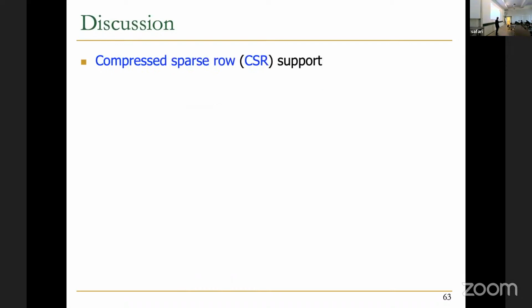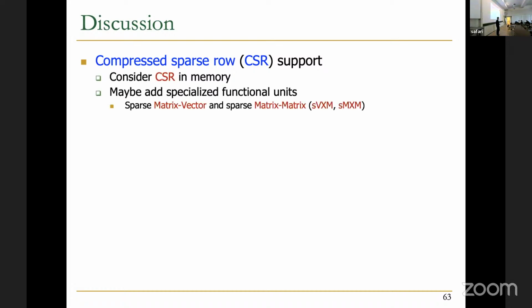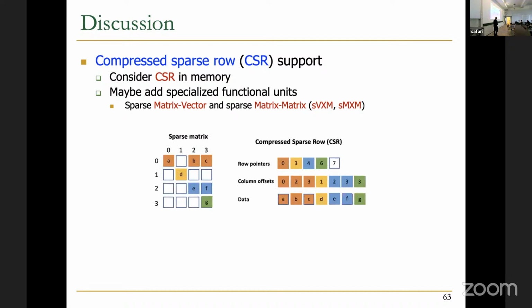Another idea would be to directly support compressed sparse rows in hardware. So consider the CSR format in memory, maybe even add specialized functional units like sparse matrix vector or sparse matrix matrix units. Just a reminder for those who are not sure, this is a sparse matrix and this would be the compressed sparse row. So the matrix is essentially stored as 3 different arrays: a row pointer, column offset, and data. So you could directly look at the computations that way in the units and have specialized units for this.